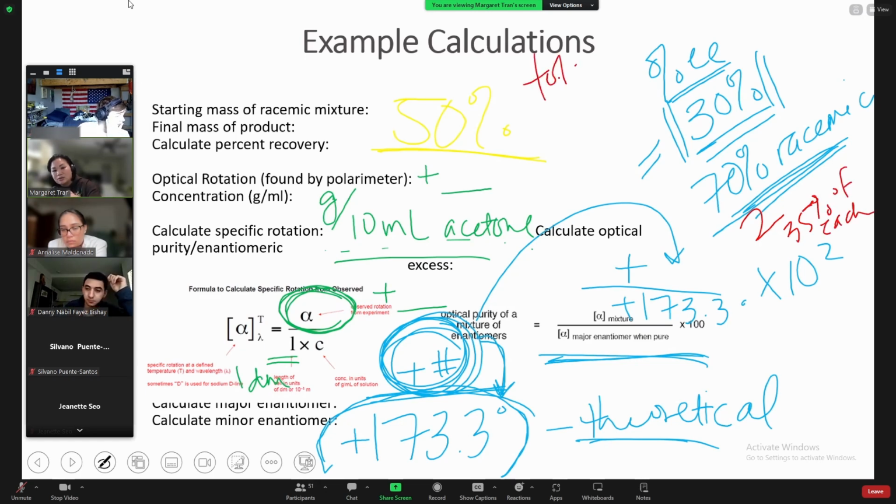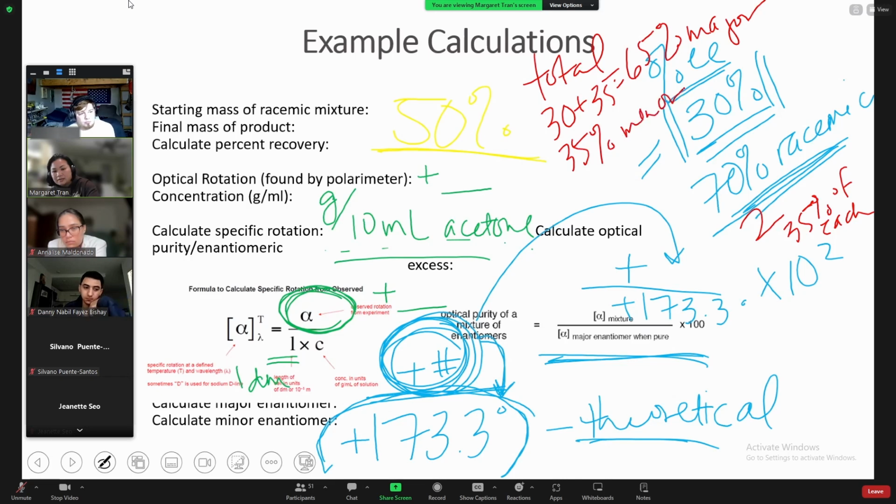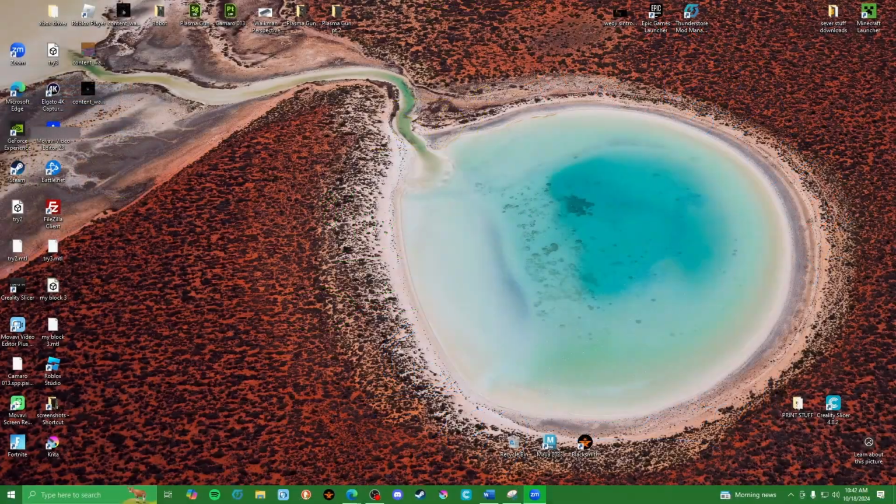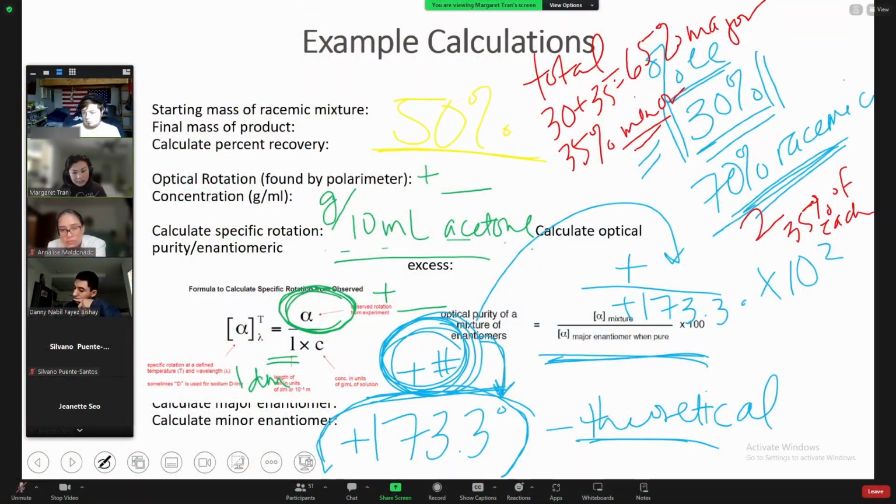So now to get that total, 30 plus 35 equals 65% major, right? And then 35% minor. And major just means the one that you have more of that enantiomer. Minor means you have less of that enantiomer. So it could be positive or it could be negative depending on what your situation is. In this case, since we're doing the positive enantiomer, it makes more sense that that major enantiomer is going to be that positive enantiomer. Your minor is going to be less.